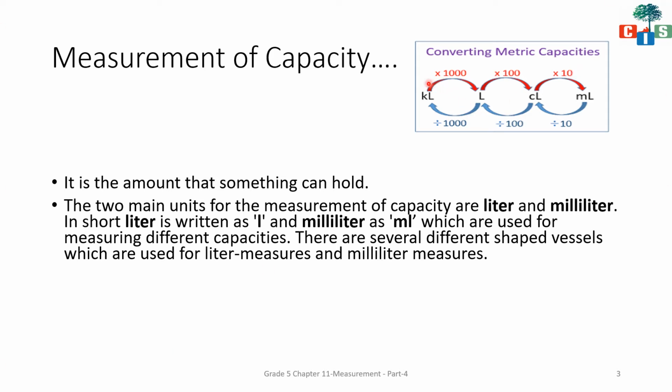Here we have KL, which stands for kiloliter, L for liter, CL for centiliter, and ML for milliliter. Milliliter is the smallest capacity holder and kiloliter is the highest capacity holder. Now one important formula you have to remember: 1 liter is equal to 1000 milliliters. Okay, 1 L is equal to 1000 ml.